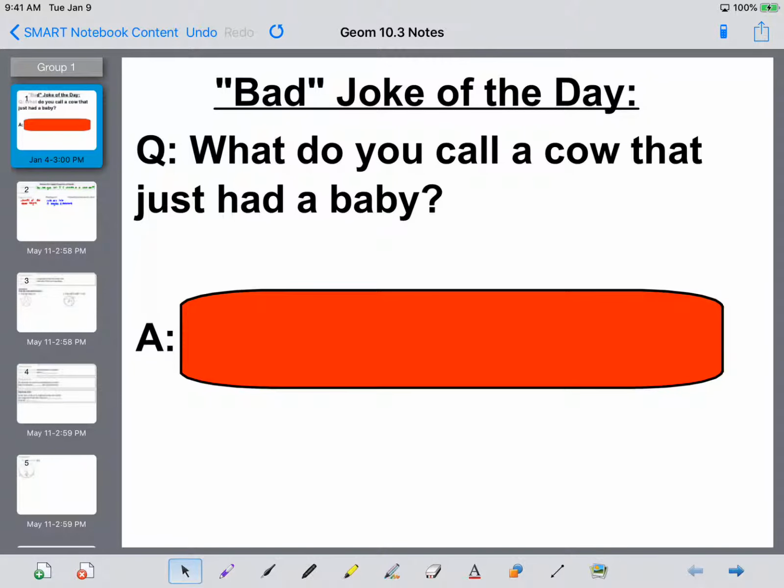Hi guys, this is Miss Scott, and today we're going to jump back to chapter 10 and talk about some properties of chords and how we can apply those to set up equations to solve for unknown variables.